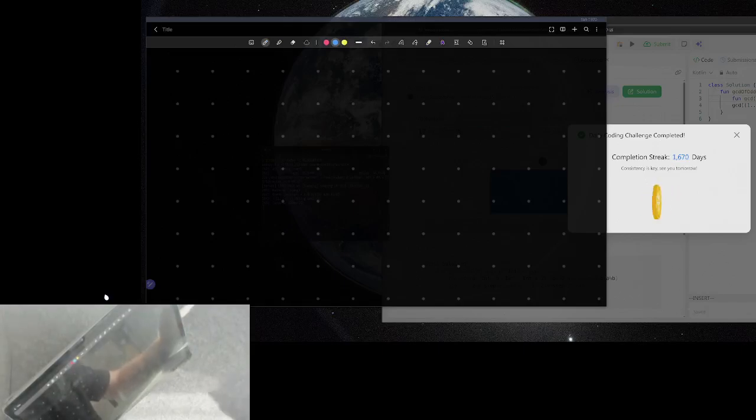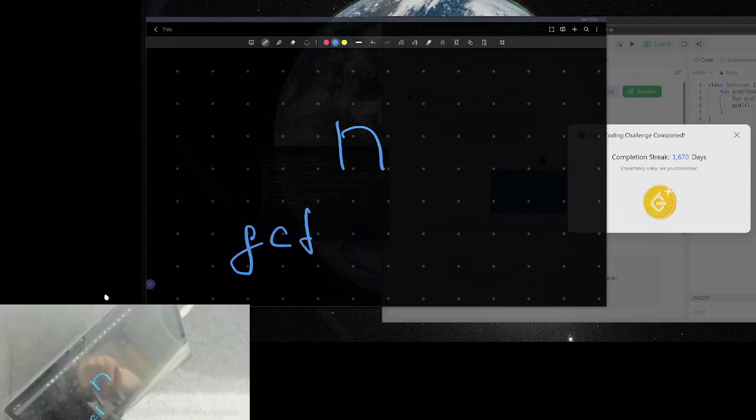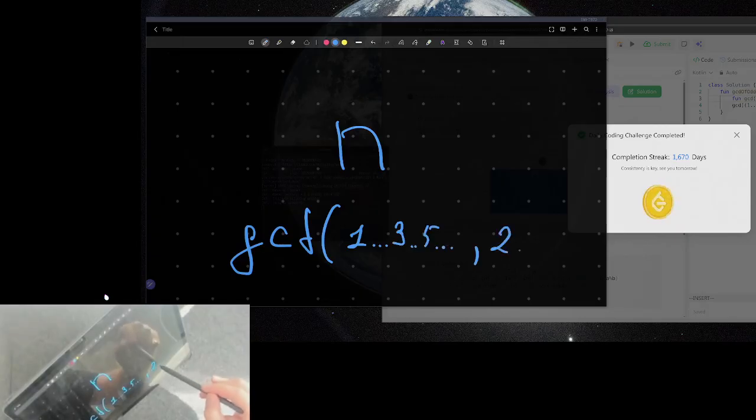So today we have an easy problem. Given some number n, we want to find the greatest common divisor for the sum of the odd numbers and the sum of the even numbers.